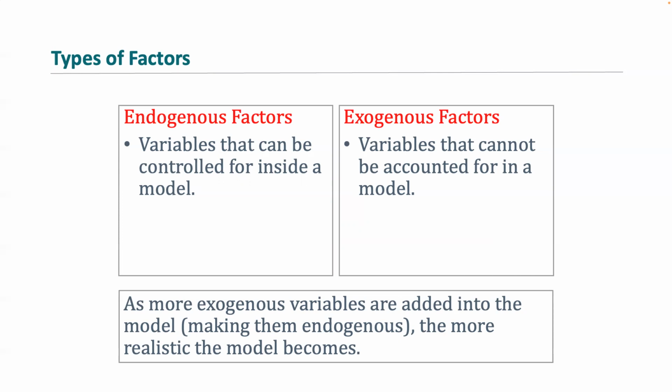Now, suppose that we're interested in how a person chooses how many hours to work. Some endogenous factors would be how much he or she is paid, and some exogenous factors would be that particular individual's work ethic. So keep that in mind. Endogenous we can control. Exogenous are things that cannot be controlled or accounted for in a model.